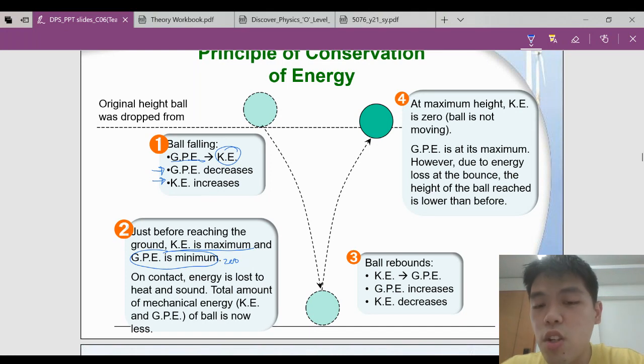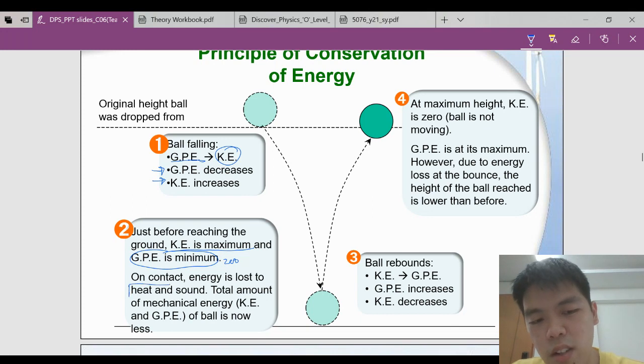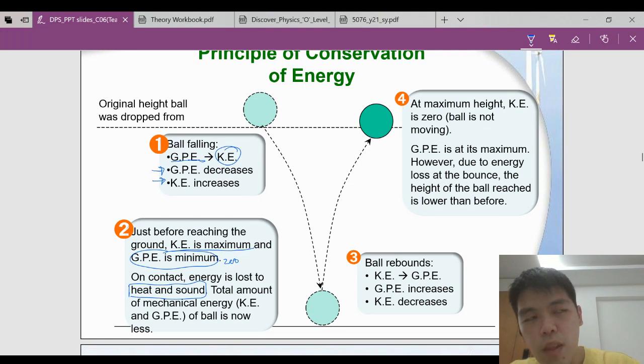Where did all the energy go to? We know that in this case, all the energy has gone into KE. That means it's moving very, very quickly. So on contact with the ground, this energy is lost to heat and sound, because sometimes when you play basketball, you drop the ball, it hits the floor, there's a sound. Sometimes when the ball hits the ground itself, as it hits the ground, there is heat being generated. So some of the energy is lost as heat and sound.